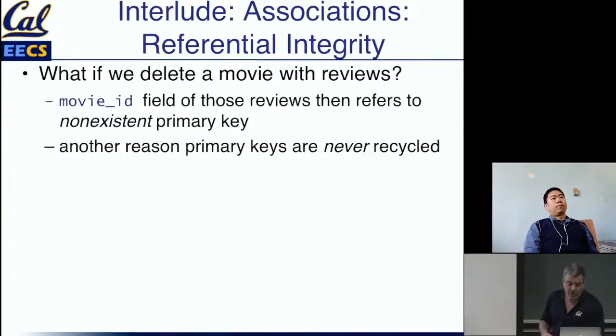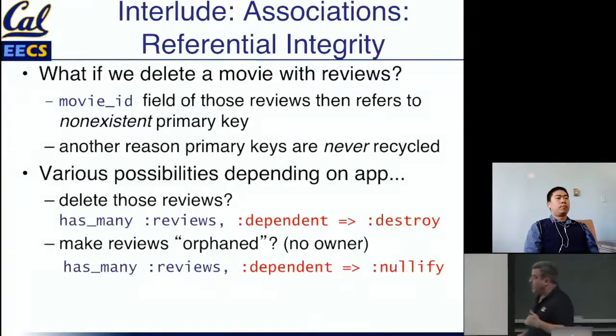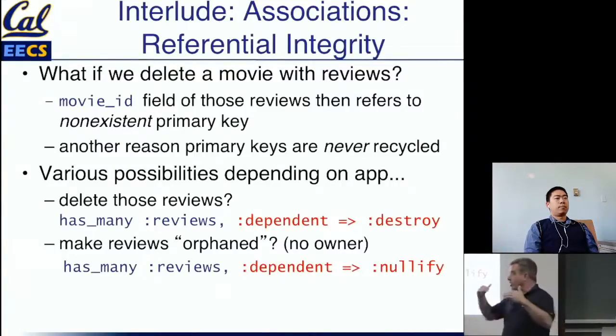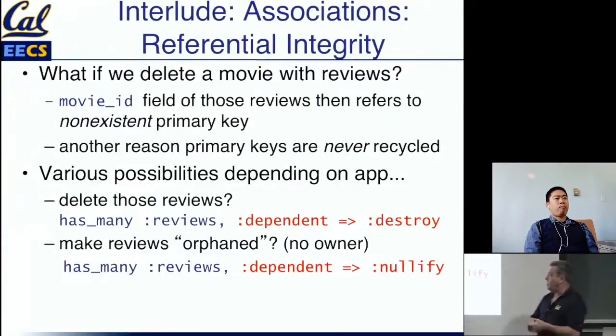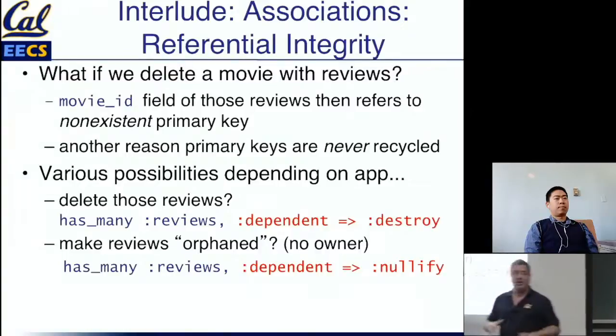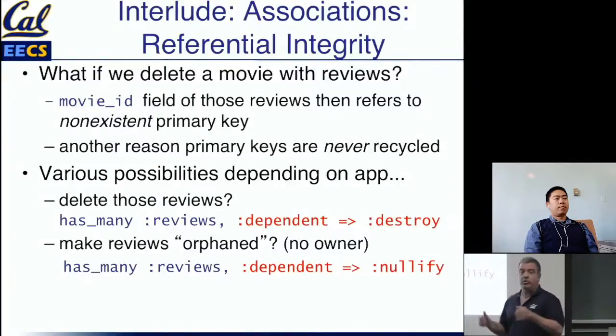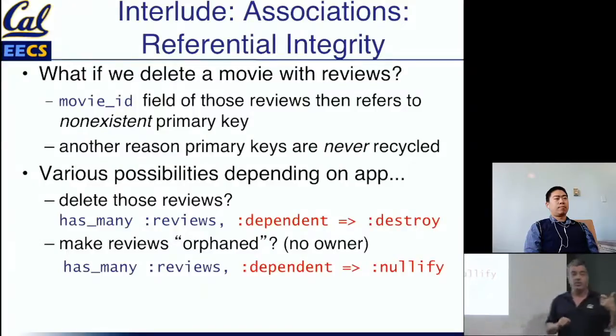So what can you do? It depends on what the app is supposed to do, but if the goal is that when a movie is deleted, all of its owned objects, in this case reviews, should also be deleted, you can add, when you say has many reviews, this qualifier that says dependent destroy. That means that if the movie gets deleted, automatically without you doing anything, all of the reviews associated with it also get deleted. So that ensures that you will never have a review whose movie ID has a value that corresponds to no existing row in the movies table.